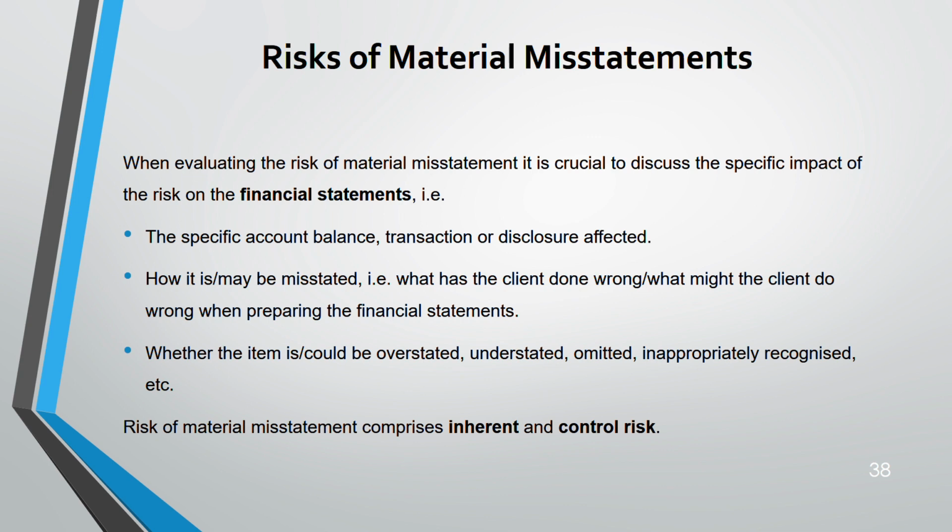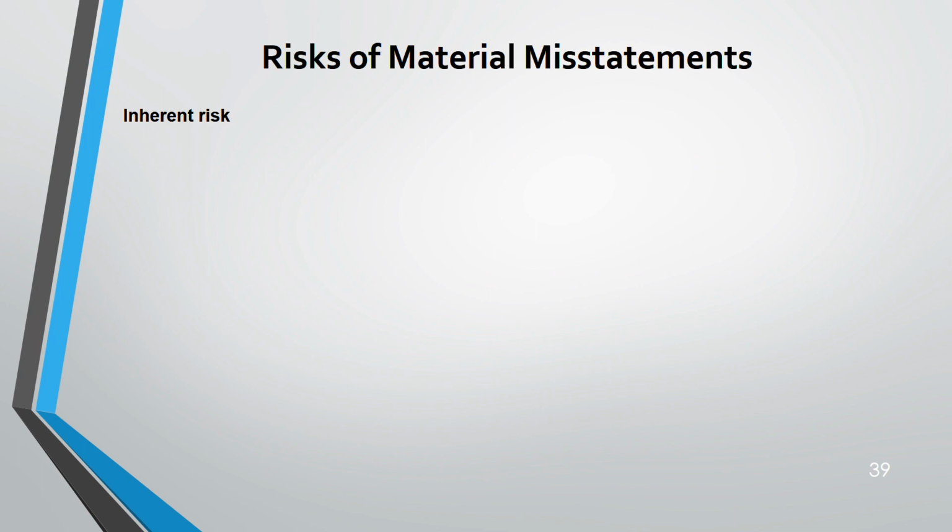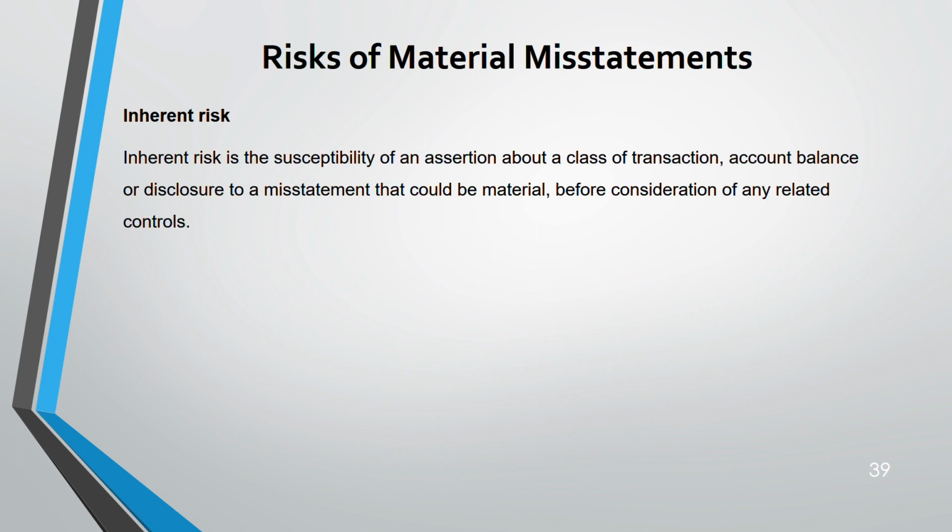So, risk of material misstatement comprises inherent and control risk. There are 2 terms you need to know. 2 types of risk. Because of these 2 types of risk, there is a risk of material misstatement. One is control risk, the other is inherent risk. First, let's go through inherent risk. Every organization has risk. You cannot bring the risk to 0%. There will be some risk which you cannot avoid. Unavoidable risk will be there. That is inherent risk.